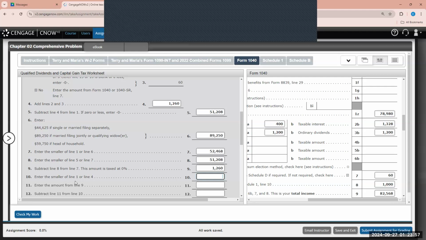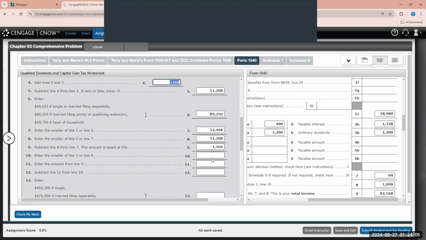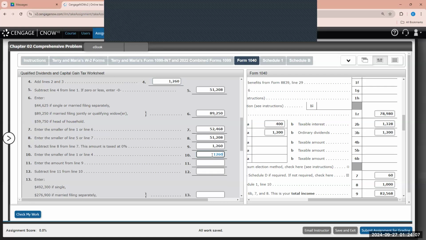Line 10 asks us to enter the smaller of line 1 or line 4. So 52,468 versus 1,260. The smaller of the two is 1,260. It asks us to enter the amount from line 9, which is 1,260. And then the next step asks us to subtract line 11 from line 10. 1,260 minus 1,260 gives us 0.